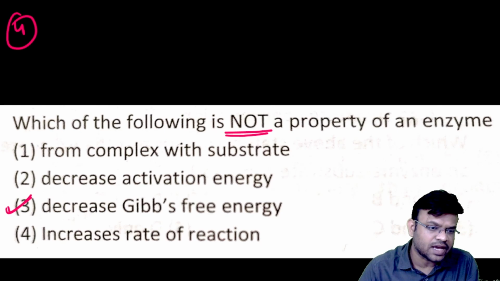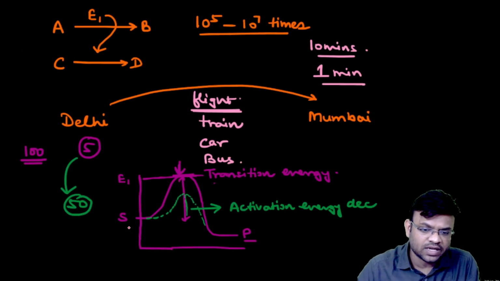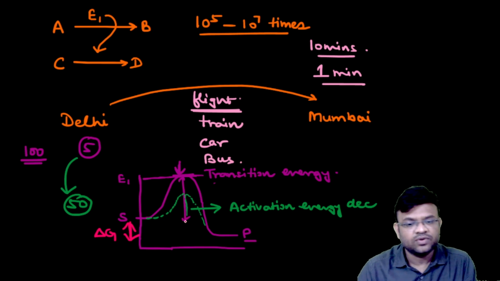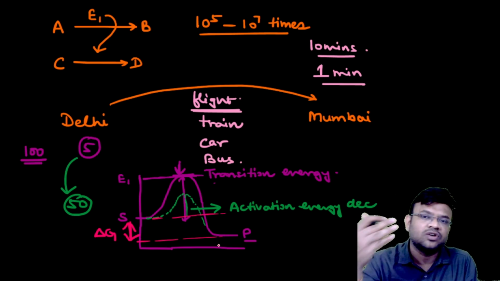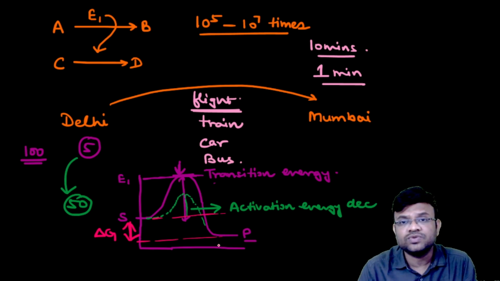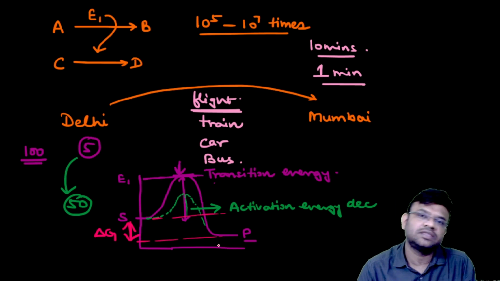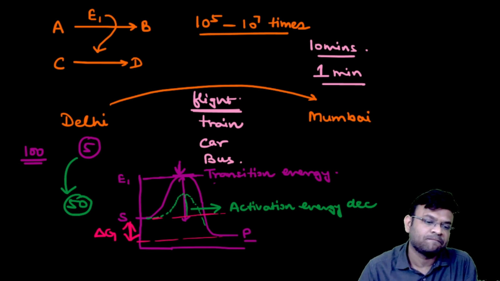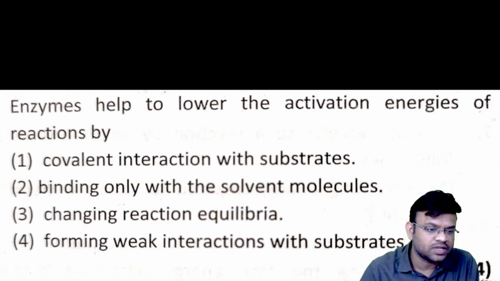If in this diagram, if I show you, the Gibbs free energy is actually the difference between the energy of the substrate and the energy of the product. This is the Gibbs free energy. And you can see that there is no difference whether you are taking the route of the enzyme or whether you are not using an enzyme. There is no difference in the Gibbs free energy. Okay, now hopefully you would have got this. Now let us move on to the next question.